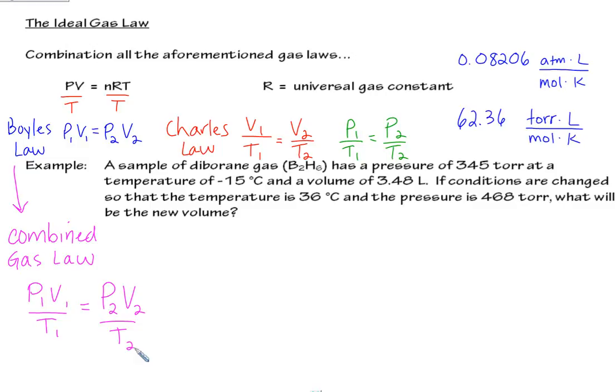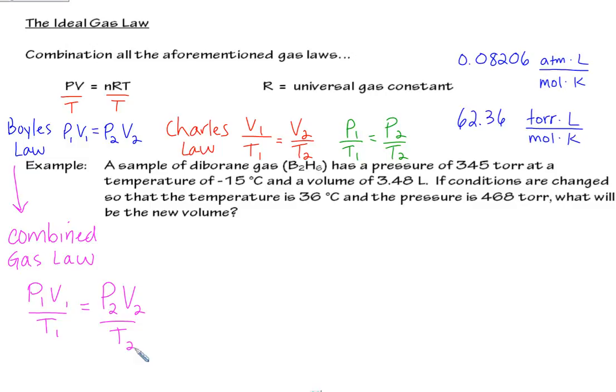Diborane sounds like it might be boring, but it's actually not. It's used in rocket fuels. It's pretty crazy and explosive and dangerous, and we don't have any. It has a pressure of 345 torr at negative 15 degrees Celsius and a volume of almost 3.5 liters. If conditions are changed so that the temperature is 36 degrees Celsius and the pressure is 468 torr, what will be the new volume?